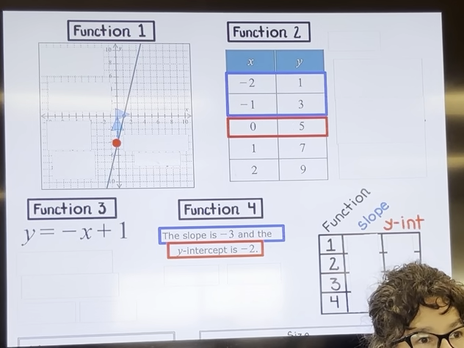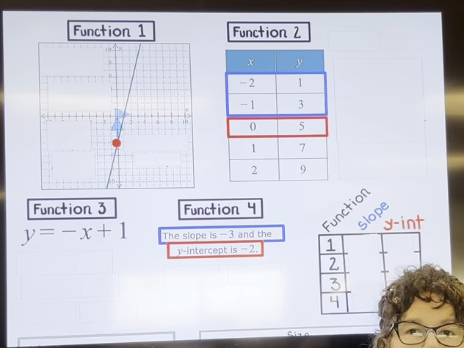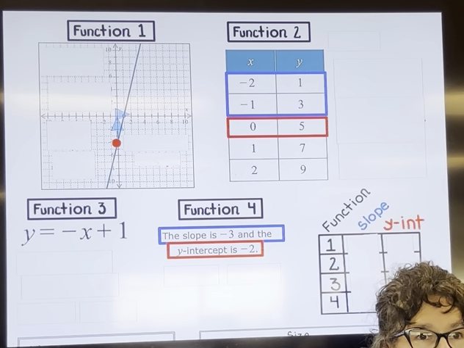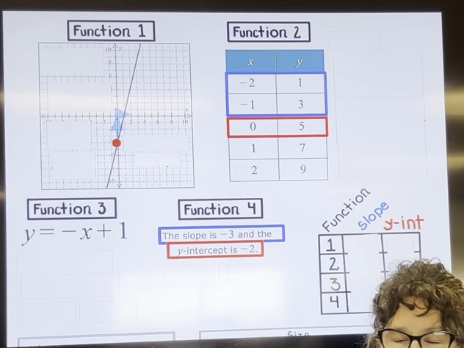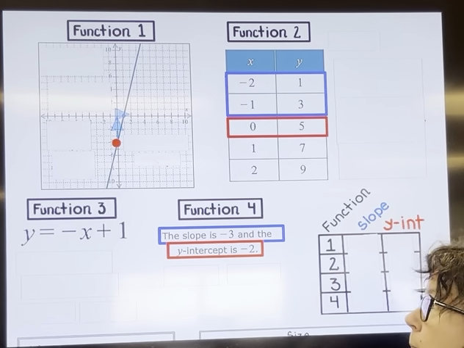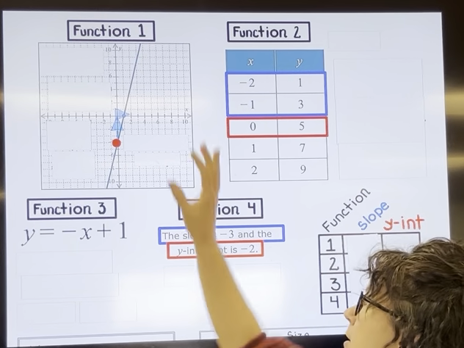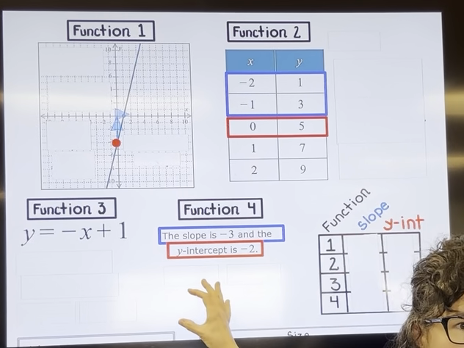Eventually, we're going to be asked a series of questions about which one is the steepest, which one has the biggest y-intercept, and so forth. But before I can answer those questions, the first thing I want to accomplish is to find the slope and the y-intercept for each one of these.